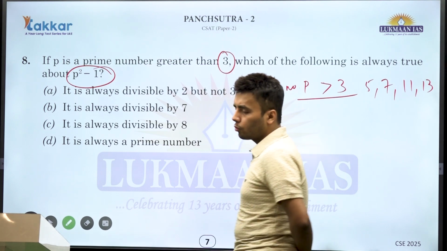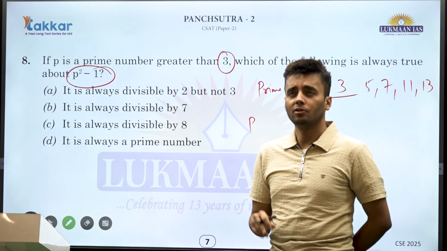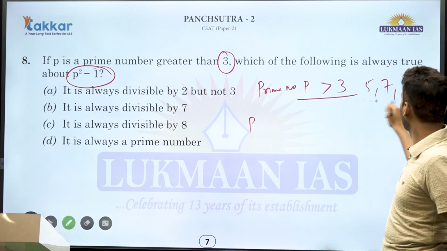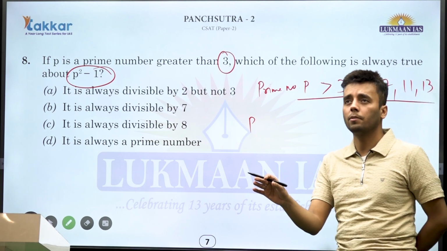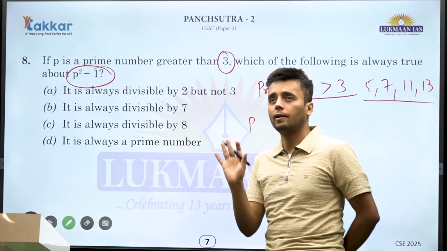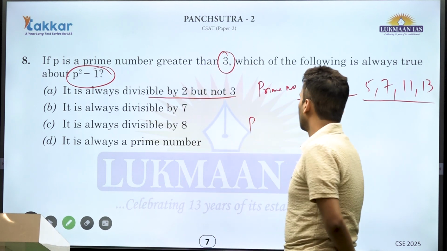So the quickest way to solve this question is to do trial methods. We have some numbers, we will check on, and any number that deviates the pattern, we will mark it wrong, and we will come to the right answer. So the first option: it is always divisible by 2 but not by 3. Now let's see.